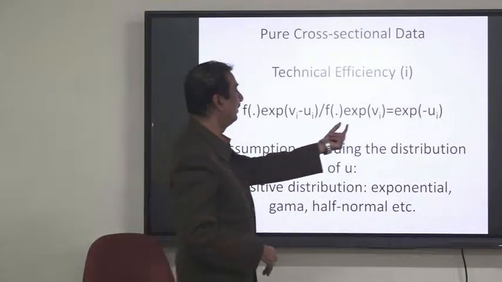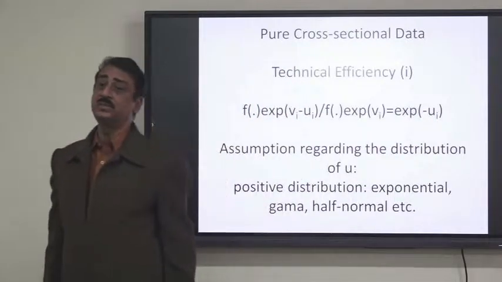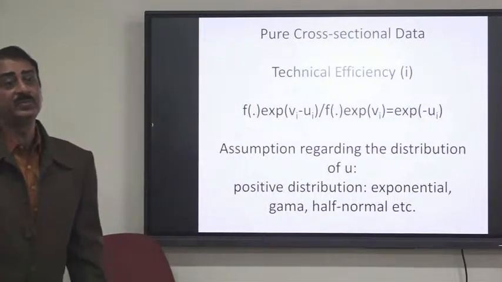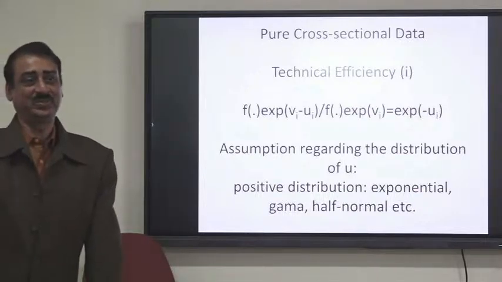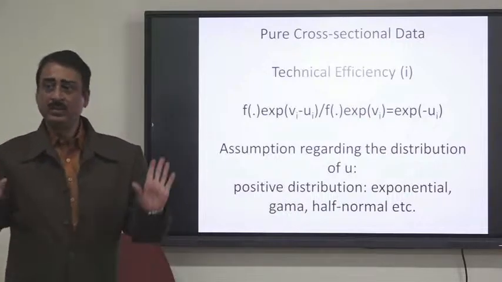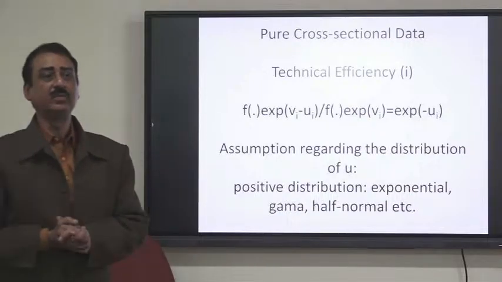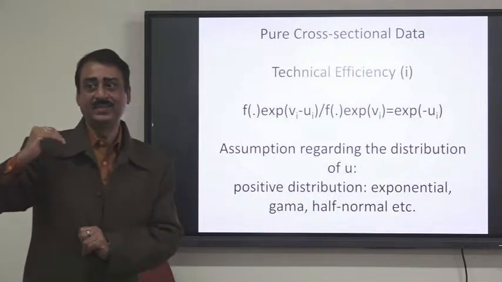Our basic purpose is to estimate this U. So when you have to estimate this U, you will have to ascribe certain econometric properties to that distribution, because V follows a normal distribution. That is known. A random error follows a normal distribution. But U is only a one-sided distribution.